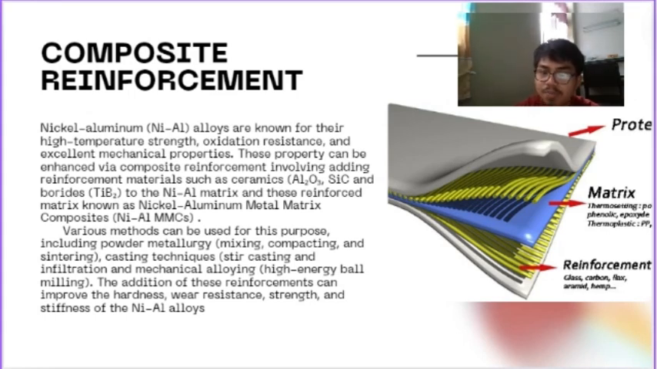Various methods are used for this purpose, including powder metallurgy, which is the mixing, compacting, and sintering, and also the casting technique, which involves stir casting and infiltration, and mechanical alloying. This reinforcement can improve the hardness, wear resistance, and strength and stiffness of the nickel aluminum alloy.